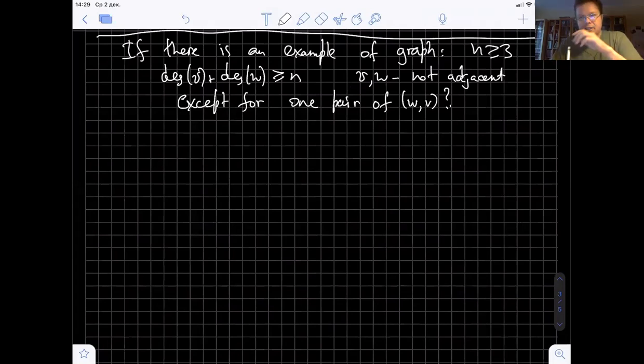So I can give you like 2 or 3 minutes, and then we can discuss it. Actually, you can ask me about the formulation of the theorems if you don't understand something.